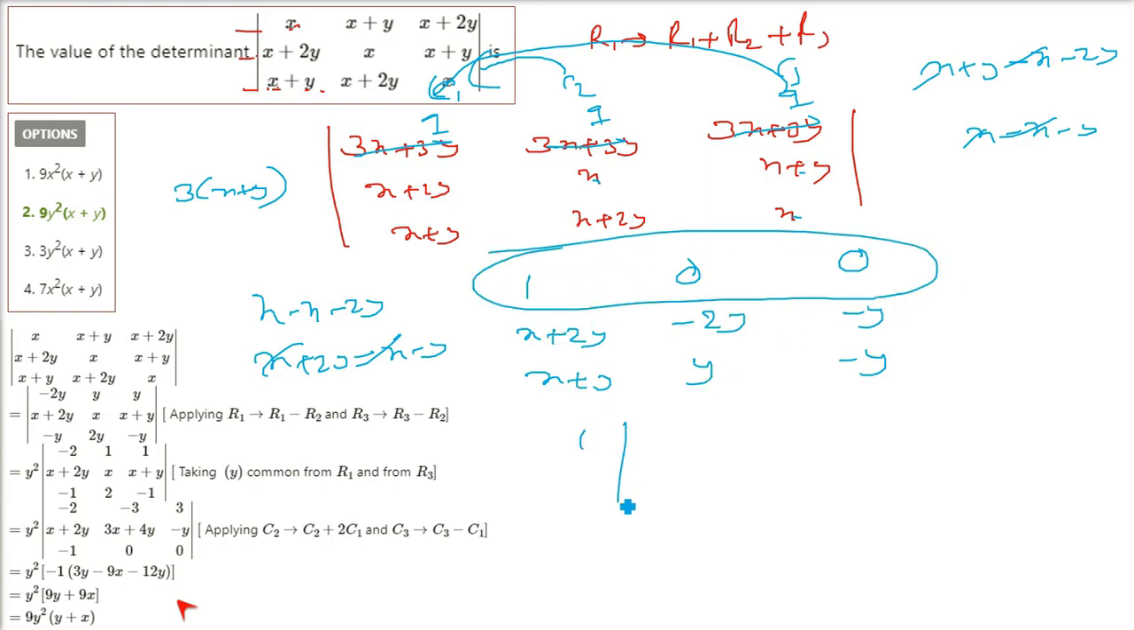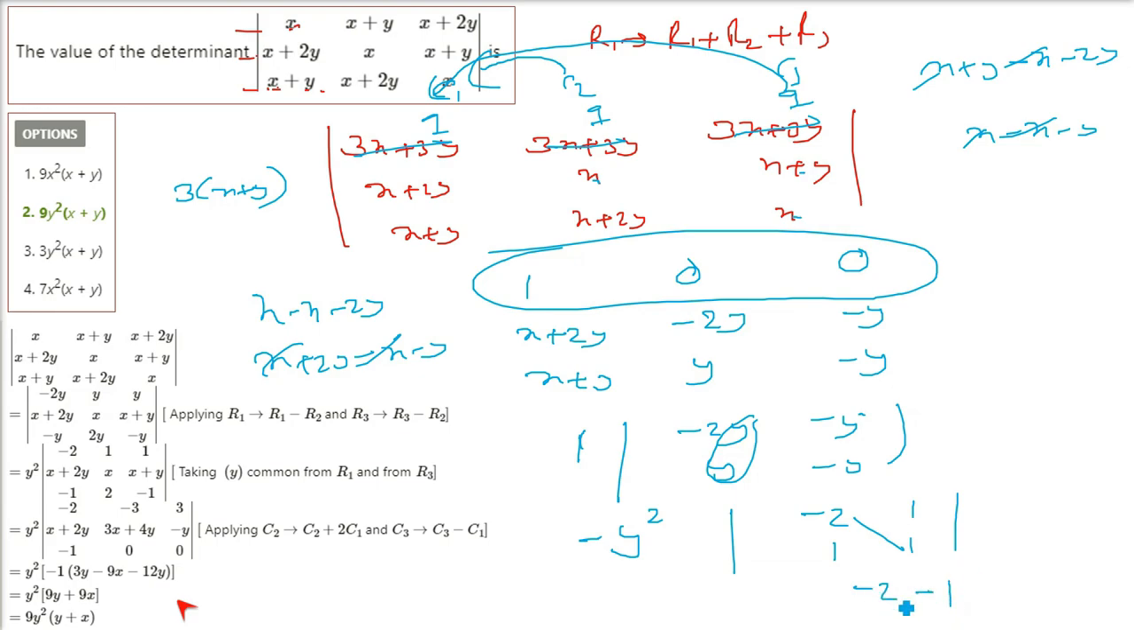So 1 times minus 2y, y, minus y, minus y. Then you can take y common from the first column and minus y from the second column. So what do you get? Minus 2, 1 and 1, 1. So minus 2 minus 1 into minus 1, so minus 3 it is. So minus 3 times minus y squared was already there, and 3 times x plus y was already there. So minus minus gets cancelled. 3 times 3 is 9. So you get 9y squared times x plus y, and that is going to be your answer. Okay.